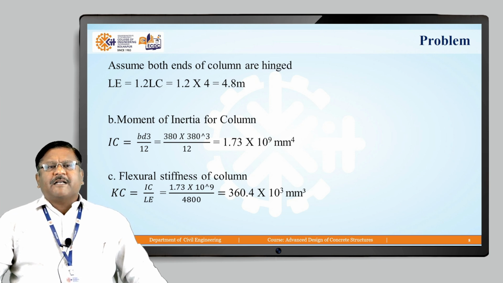Now, next step is to calculate moment of inertia for column, which is denoted by IC. IC is equal to BD cube by 12. We get 1.73 into 10 raised to 9 mm raised to 4. Then calculate flexural stiffness of column Kc. Kc is nothing but flexural stiffness of the column. Kc is equal to IC upon effective length of the column, that is moment of inertia upon effective length of the column. So we get 360.4 into 10 raised to 3 mm cube.